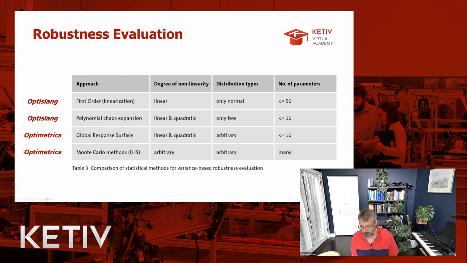And similarly, for variance-based robustness evaluation, which is what we're thinking about in terms of Monte Carlo analyses, there are different methods of doing these kinds of analyses as well. We've been kind of focused on Monte Carlo, but you can also take a look at these other ones: first order linearization, polynomial chaos expansion, global response surface, etc. And all of these are part of the Optislang suite as well, and might be a better choice at times than Monte Carlo.